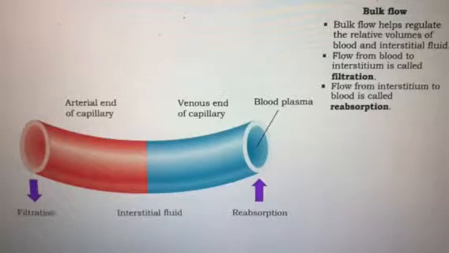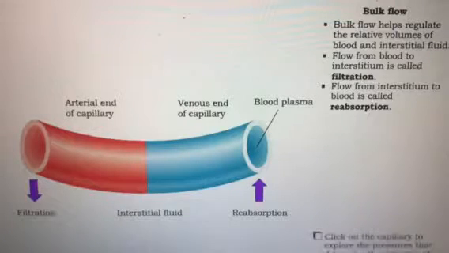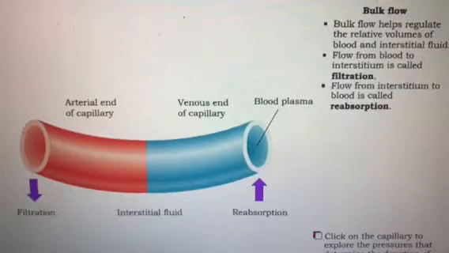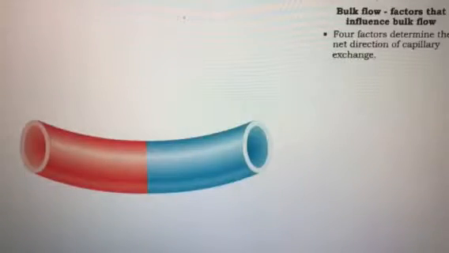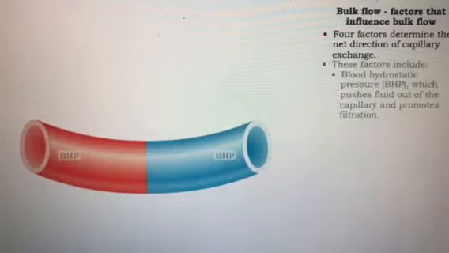Bulk flow is given two names, depending on the direction of movement. There are four factors that determine the net direction of capillary exchange. Blood hydrostatic pressure, generated by the pumping of the heart, promotes filtration by pushing fluid out of the capillary.